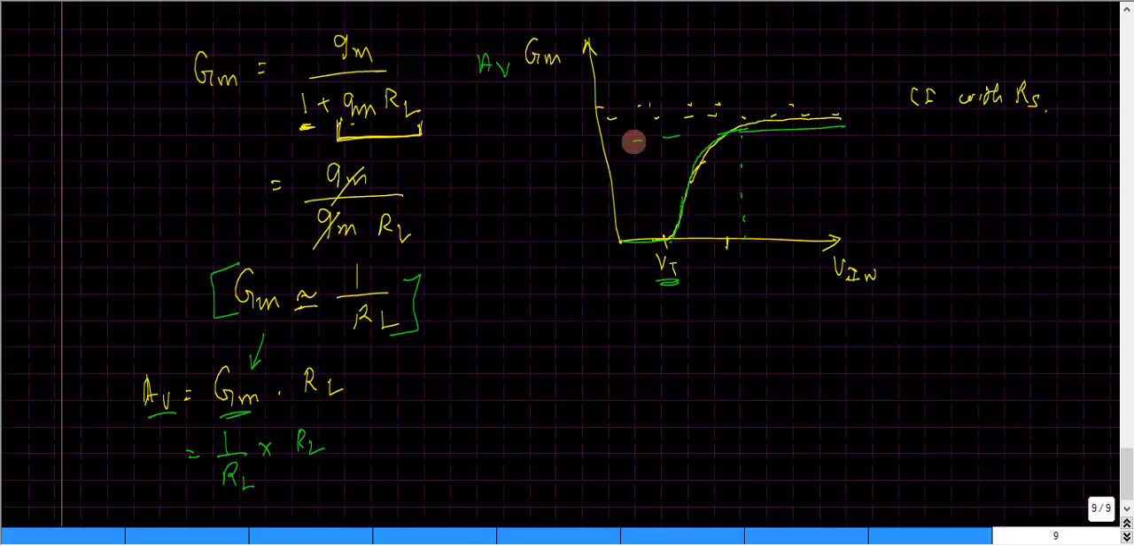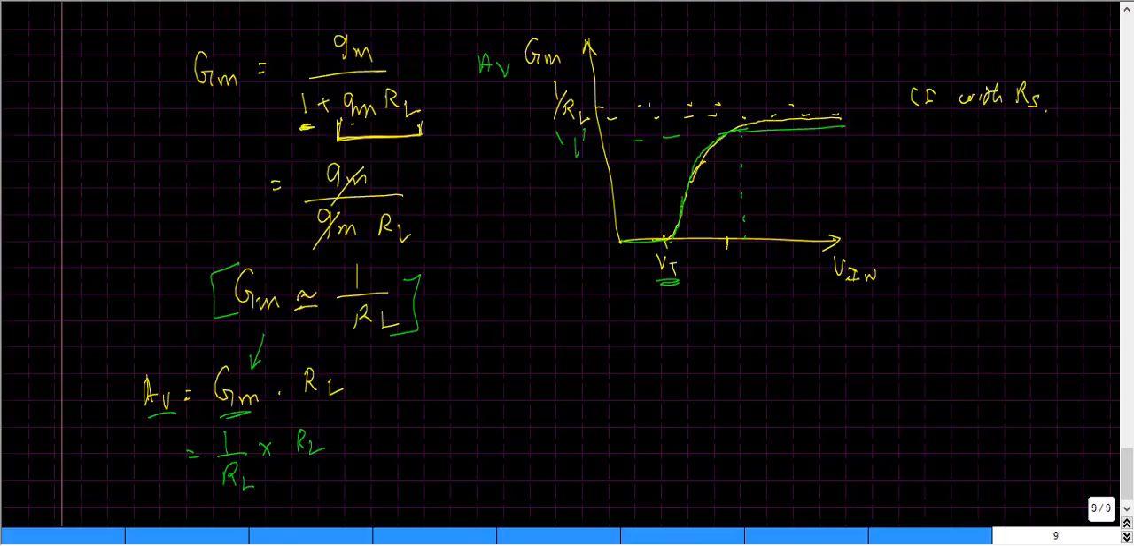That is, the maximum gain that we can get out of this common drain amplifier could be 1. And the maximum value of capital GM that we can get out of this common drain amplifier is just 1 upon RL. Okay, so that is the intuition that we can derive from here.